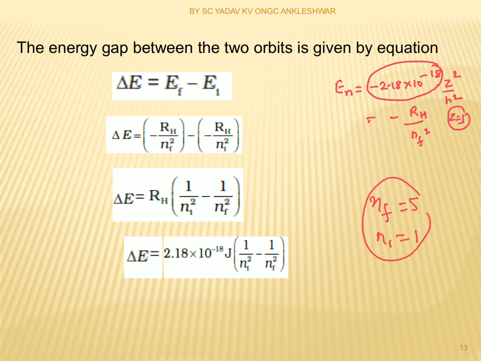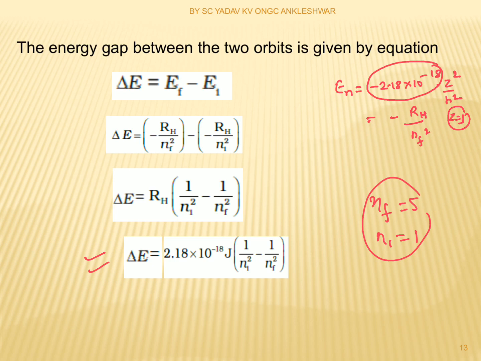Suppose the electron jumps from the first orbit to the fifth orbit. It means the final NF is equal to 5 and NI is equal to 1. What is the energy gap between these two orbits? You can calculate it by this formula: delta E is equal to 2.18 into 10 to the power minus 18 joule into 1 by NI square minus 1 by NF square. So this much energy is required to change the orbit.